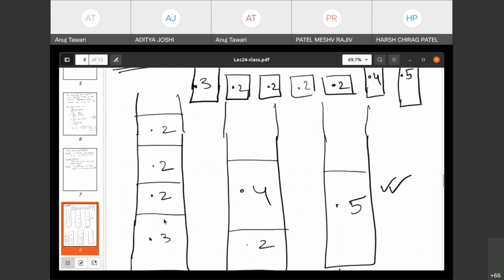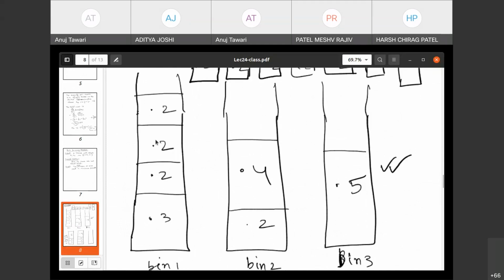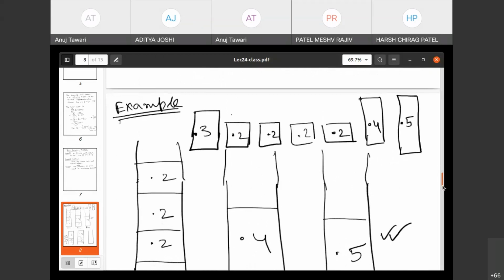In the first bin, we put these 4 objects. 3 are of 0.2 size, 1 is of 0.2. So the total sum is 0.9, which is less than 1. Similarly, here the total sum is 0.6, which is again less than 1, and here 0.5, which is again less than 1. So you can certainly pack these using 3 bins.